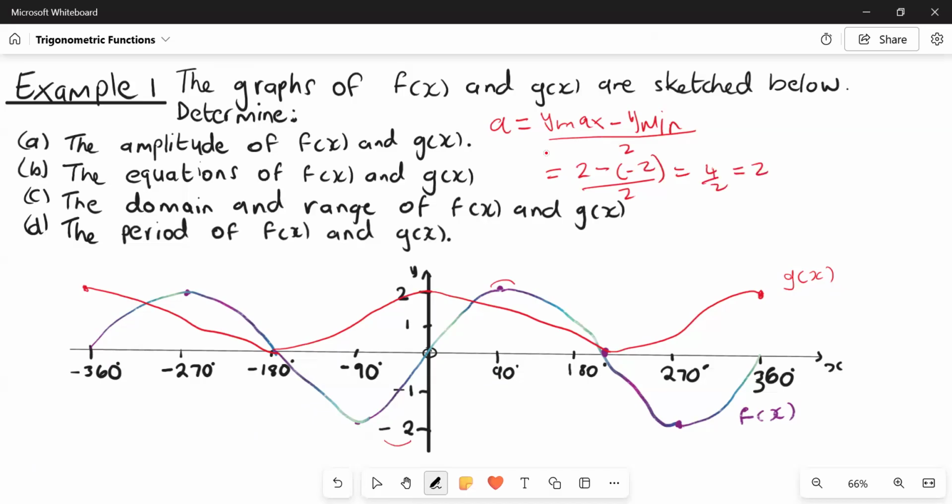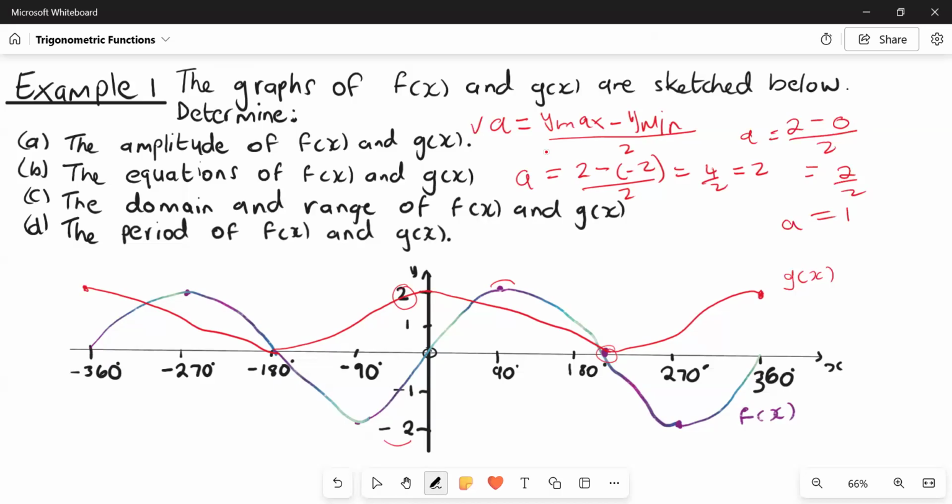And then for the cos graph, here's our maximum, and then the minimum is here at 0. So you'll have your 2 minus 0 over 2. That's your A, which is equal to 2 over 2. That's 1. So this is the amplitude of G, and then this is the amplitude of F, right? We're done.